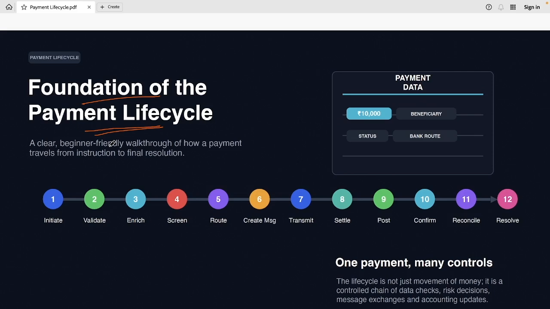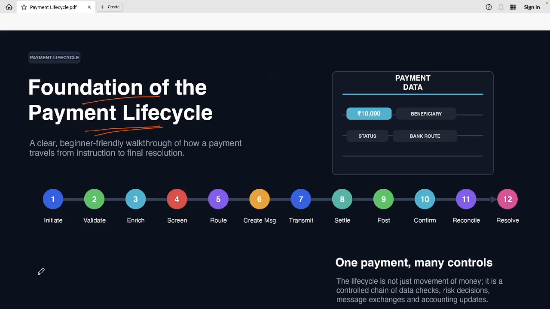So a payment does not simply move from one account to another. It passes through multiple stages. So the stages basically include payment, your payment data, beneficiary information, validation, compliance check, payment routing, exchange, settlement, and so on.